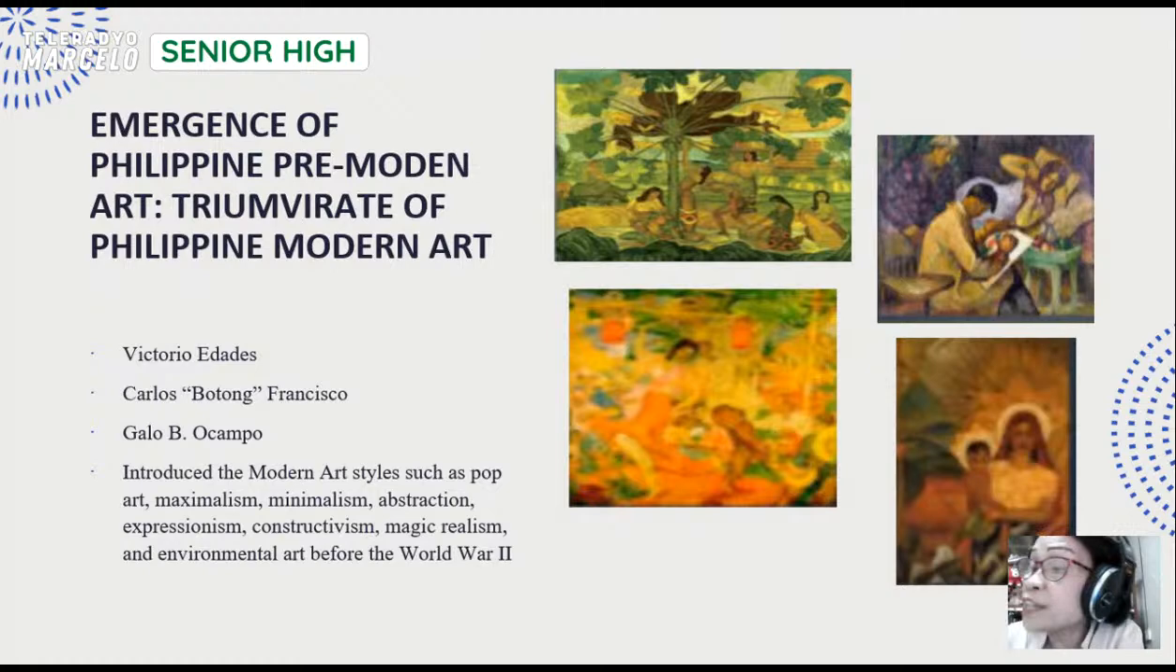So, an example of this is advertisement. O kung gusto mo i-paint, ano, si Manny Pacman as a boxer, that's pop art. Or a can of Coca-Cola, pwede po yan. Pop art na yan, okay?